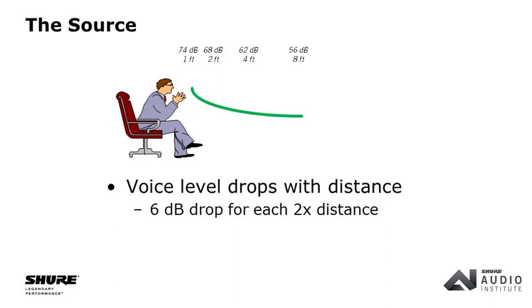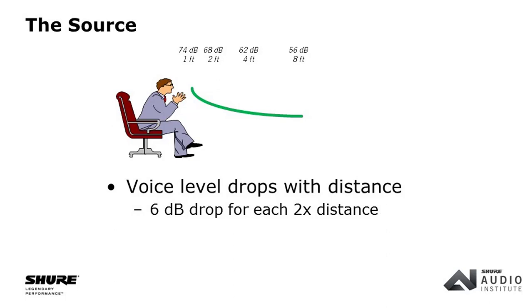The key thing to know is that that drops along with distance, and it drops logarithmically. So every time you double the distance from the talker, you get a 6 dB drop in the signal level. If you start out at 74, at 2 feet you're at 68. At 4 feet, you're at 62. And at 8 feet, you're at 56. After that, it starts to flatten out, and you have to go quite far away to have really significant drops beyond that.